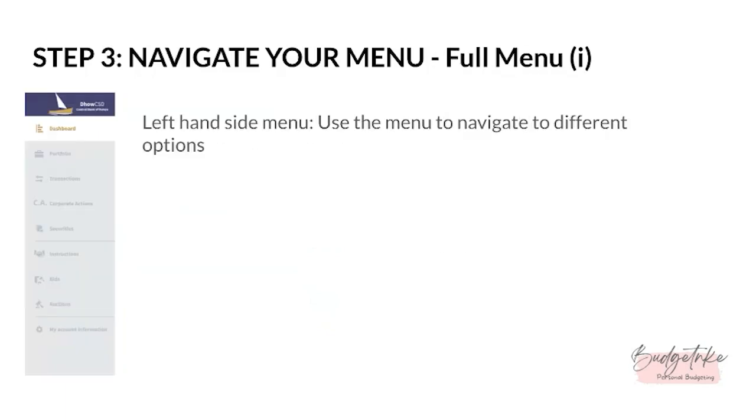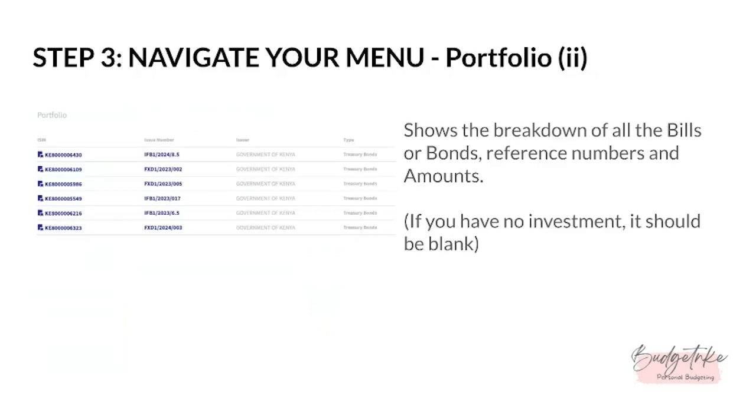Sorry, not the dashboard, the portfolio tab. You will see something like this if you already have active bids or bills or bonds. But if you don't have anything, of course, your portfolio will be zero because you haven't bid for any treasury bill or bond in the past. So here, these are my historical ones, for example, and they show the breakdown of all the bills or bonds, their reference numbers, and their amounts. If you have no investment, it should be blank, like I said.